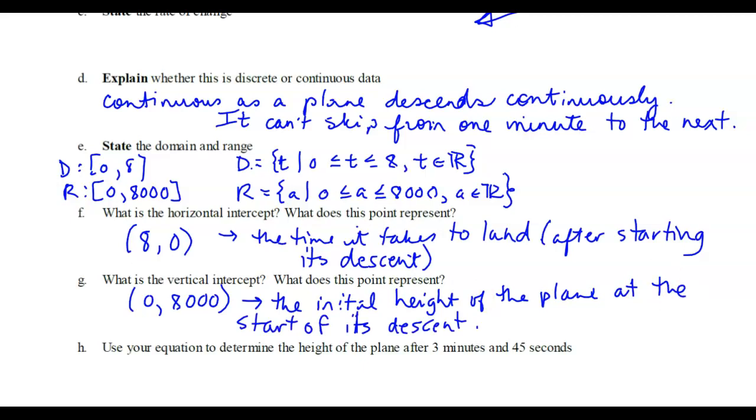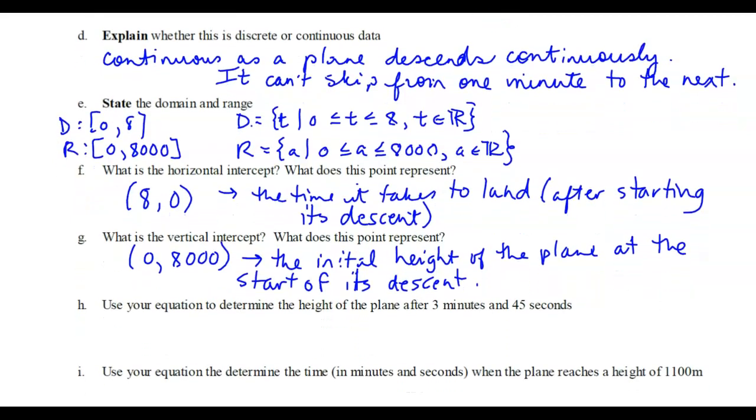Okay, then use your equation to determine the height after 3 minutes and 45 seconds. So we have to get this all in minutes. So remember, there's 60 seconds in a minute. So we're going to divide this by 60. So this will be 3.75. Okay, we divided by 60. So now we're going to go A of 3.75 equals, and then we substitute it into the equation.